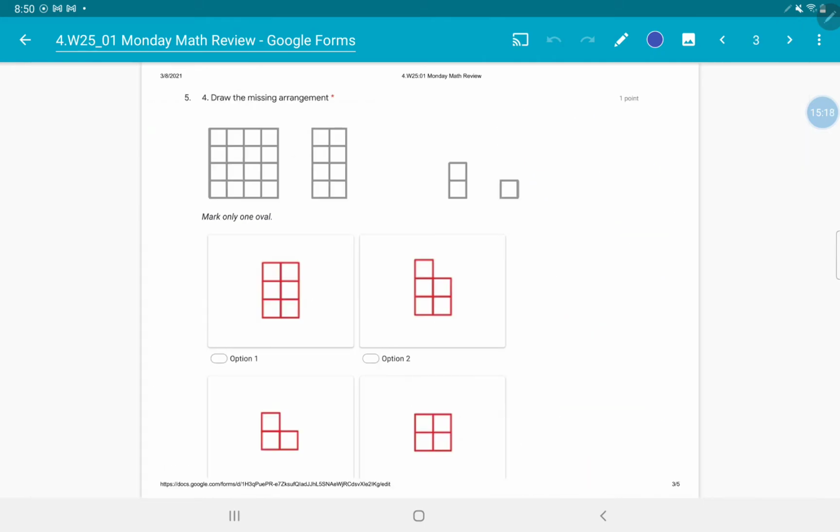Alright, let's look at the next problem. We have a missing arrangement. This time, though, instead of the missing part being at the end, the missing part's in the middle. That's what confused me. I got this one. Alright. So we start with a square that has 4 across and 4 down. Oh, I get it. I did something different.